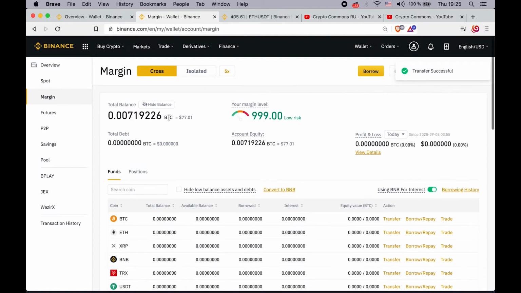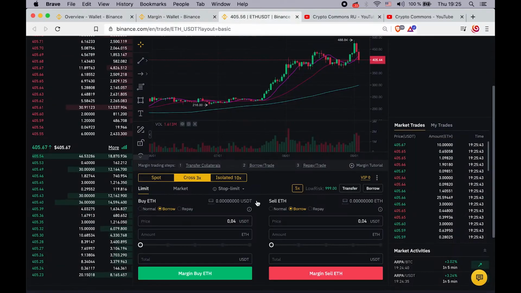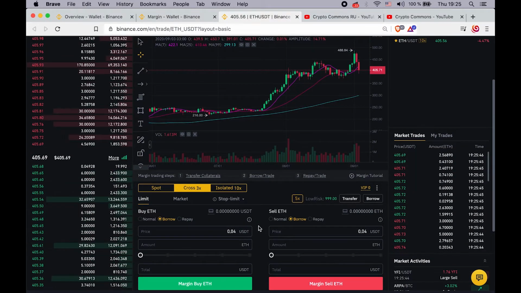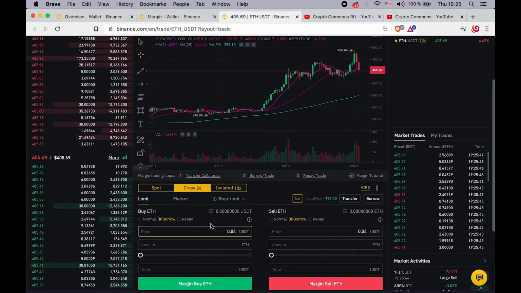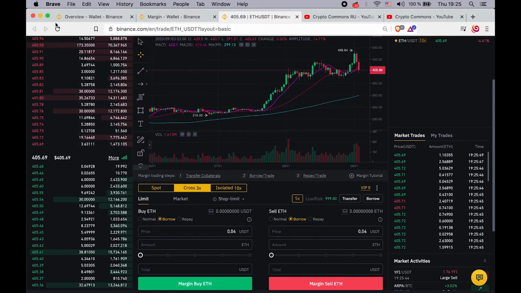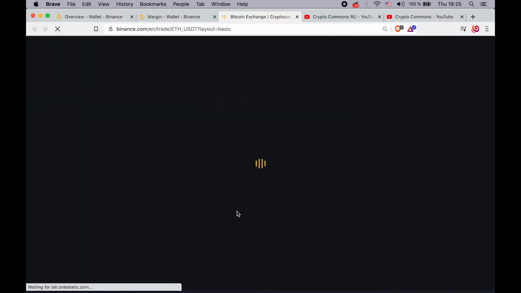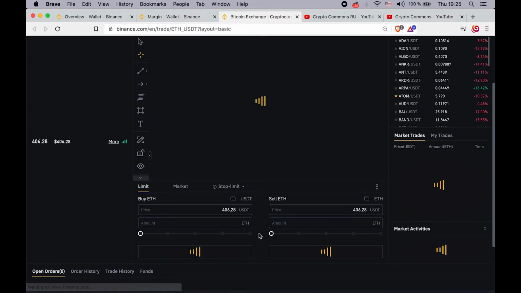Here is our margin wallet filled up with 1 Dash, which now equals 0.0071 BTC or $77, as you see. Now we can trade with leverage on cross margin, and this cross margin engine will let us increase our position size 5x times. So now we refresh page, and here we are.